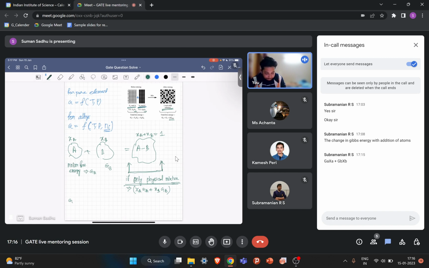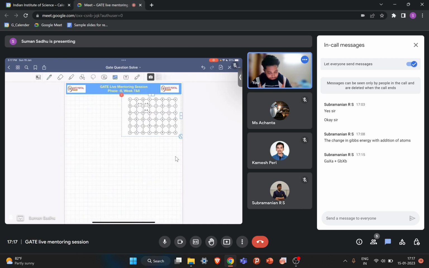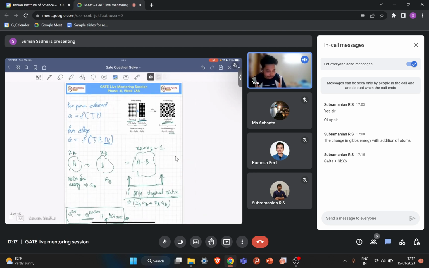So what will be the free energy of your solution? The solution will be G of your mixture, meaning the physical mixture I am talking about here, plus delta G mix, or delta G solution also you can take. So delta G mixing. So these two terms are there. If only physical mixture, then only the first term. But when A and B are dissolving in each other, there the delta G mix term you also have to add. And delta G mix we can write it as, we'll talk about this later.